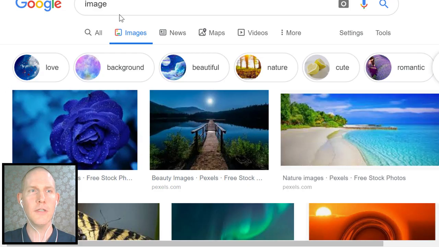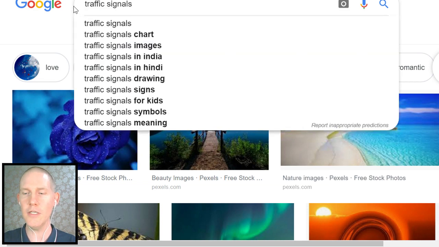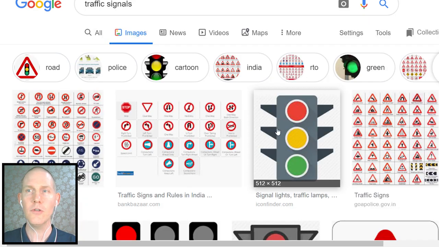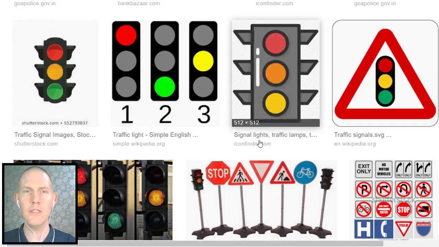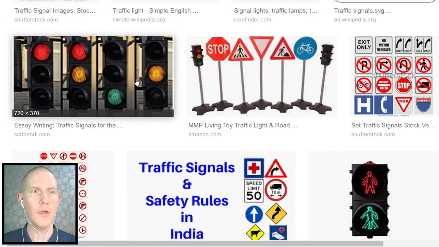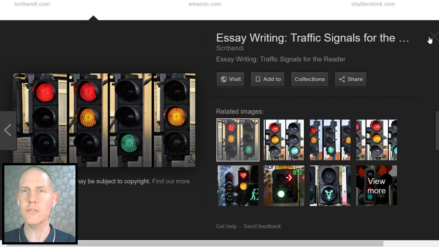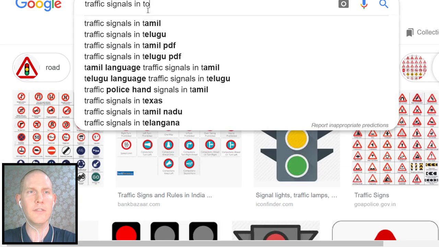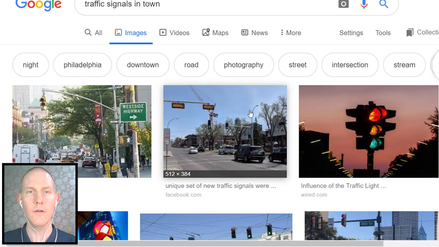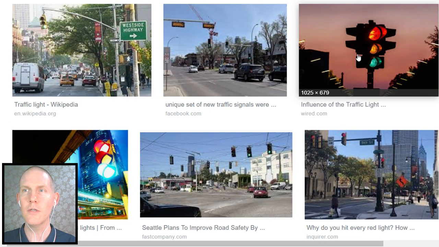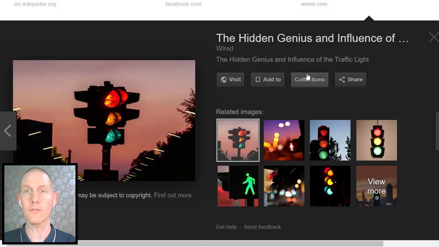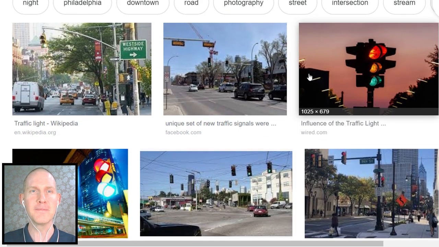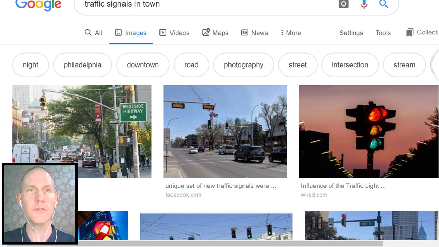So let's take a look and see what traffic signals are. These are images. Oh, here we go. This is what you see in the intersections when you're driving through town, right? When you're driving through, you can see stuff like this. These are just traffic signals. They direct you where to go, how to go, when to go, and stuff like that.